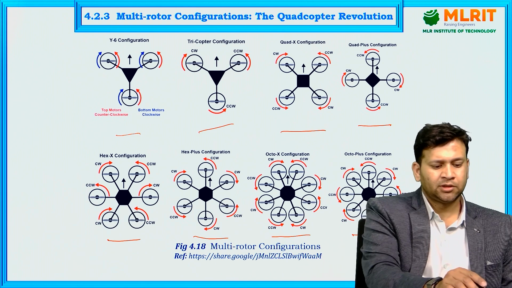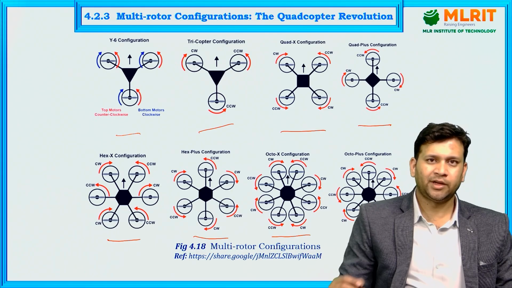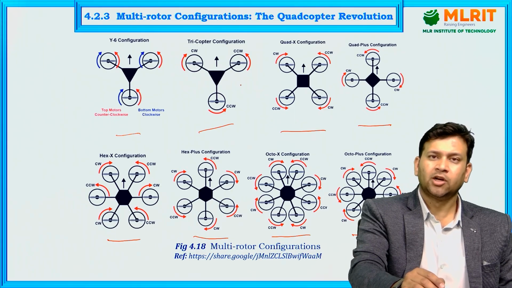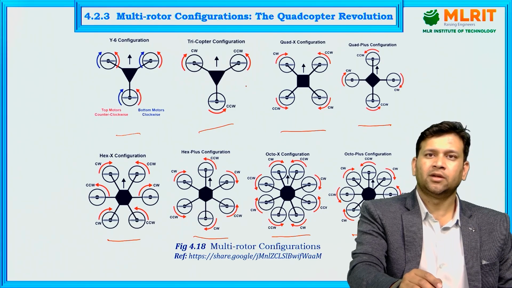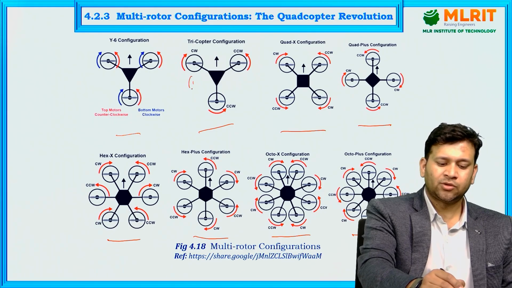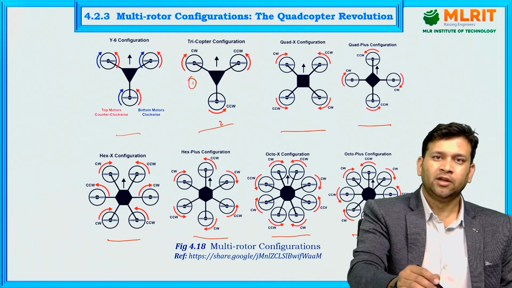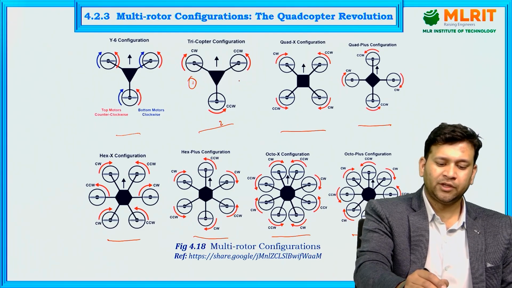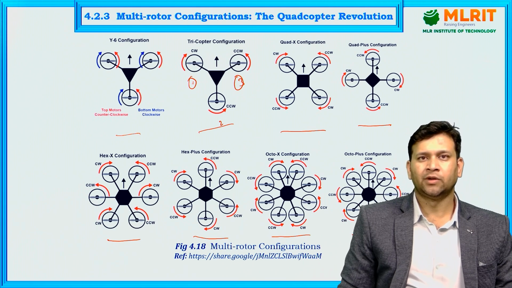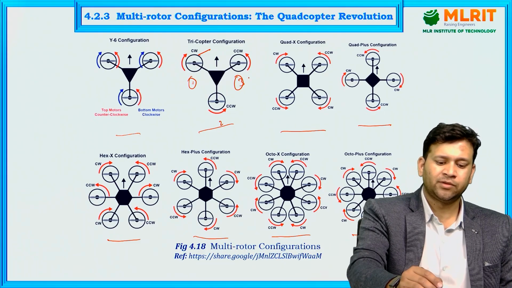So coming to this Y6 configuration or tricopter configuration, you can see that this rotor is moving in clockwise direction. This is moving in counterclockwise direction to ensure that the torque is being controlled. Whatever torque is generated because of this rotor and this rotor will be countered by the torque generated because of the movement of rotor 2 and rotor 3. This will be moving in counterclockwise direction.